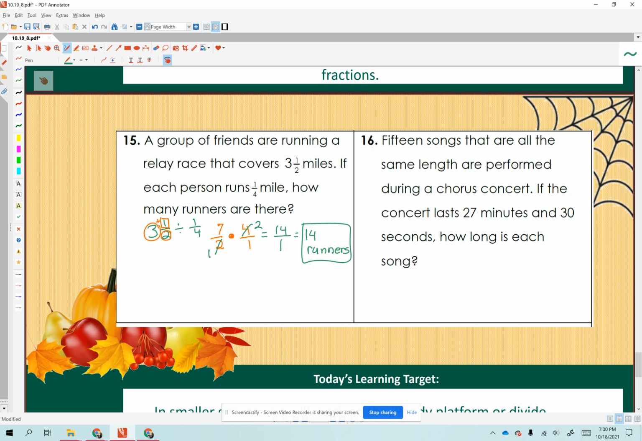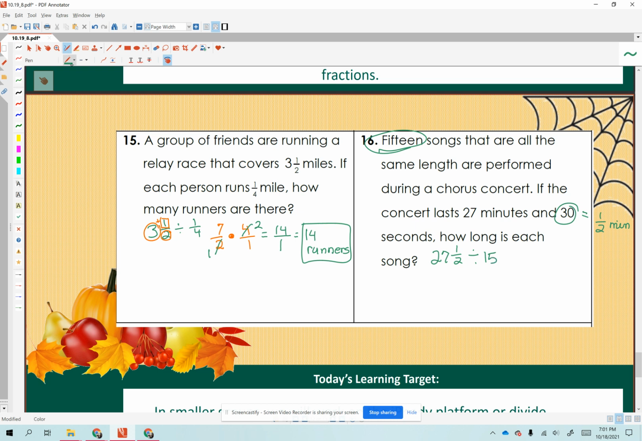And our last problem today, 15 songs that are all the same length are performed during a chorus concert. If the concert lasts 27 minutes and 30 seconds, how long is each song? Well, it's important, first of all, to note that the 30 seconds is 1/2 of a minute. So that would be 27 1/2 divided by, there it is, 15 songs.